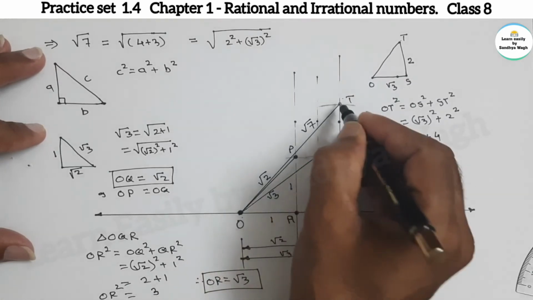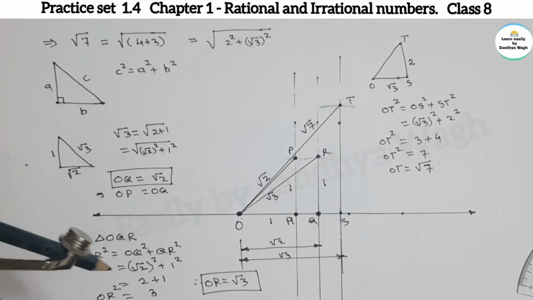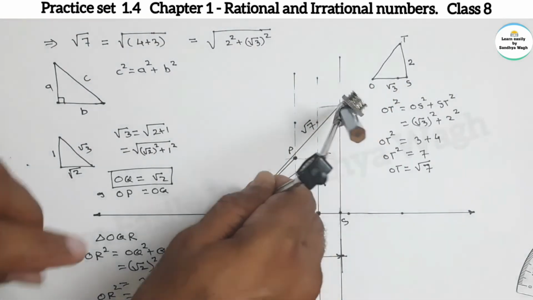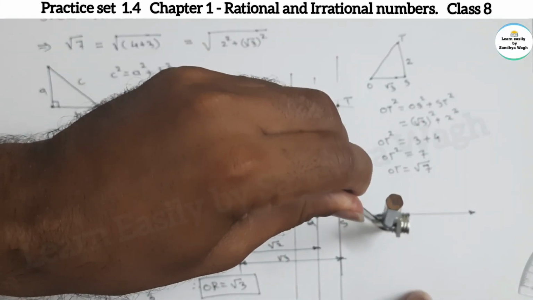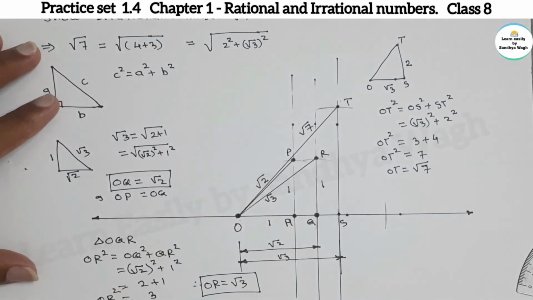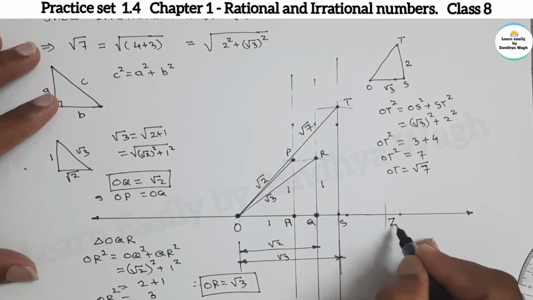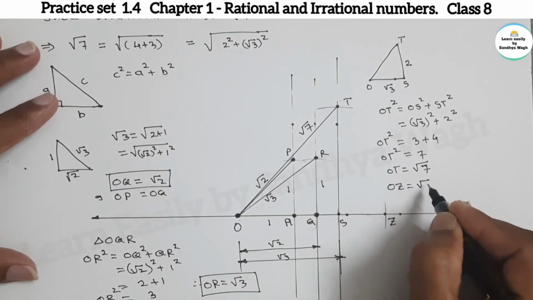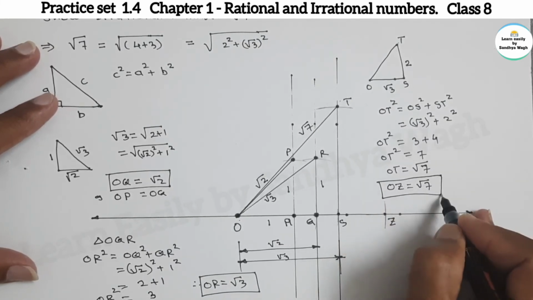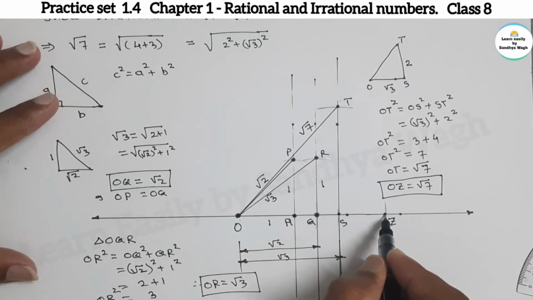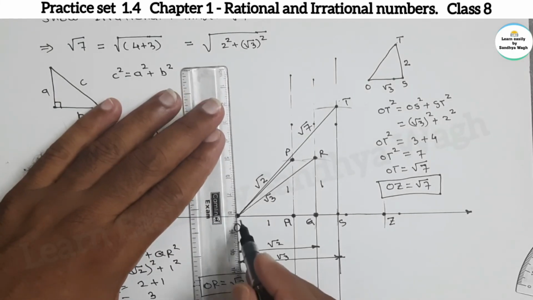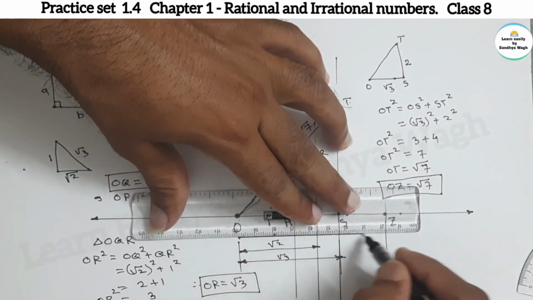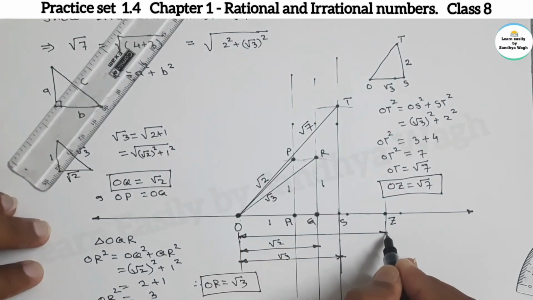Now mark this distance OT on the number line. How can we mark it? Take it with the rounder, match these two points O and T, and mark an arc that cuts the number line. Let this intersecting point be Z. So this intersecting point Z means distance OZ equals root 7. Thus we have marked this root 7 distance, from O to Z. This distance OZ is root 7.